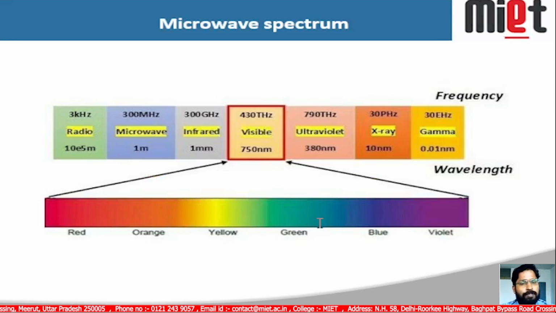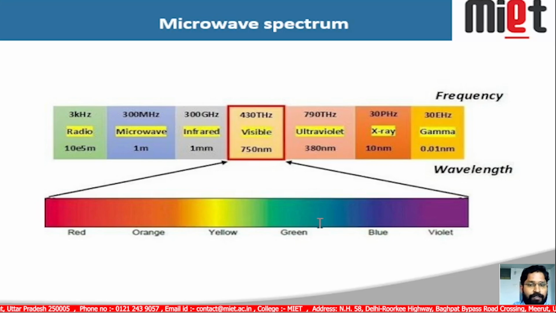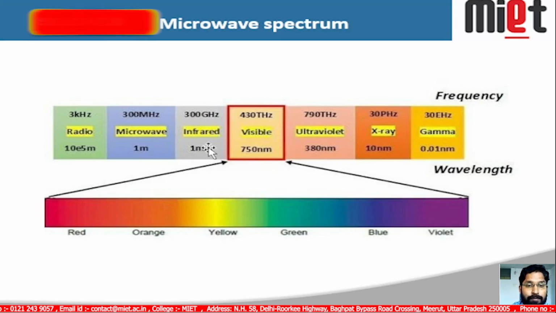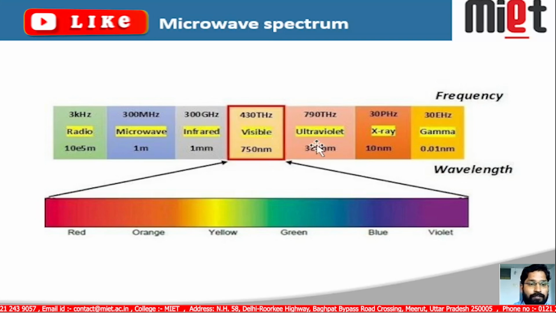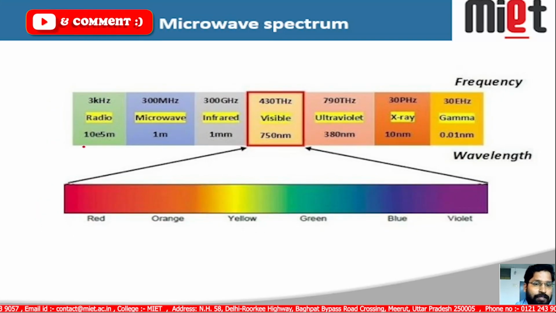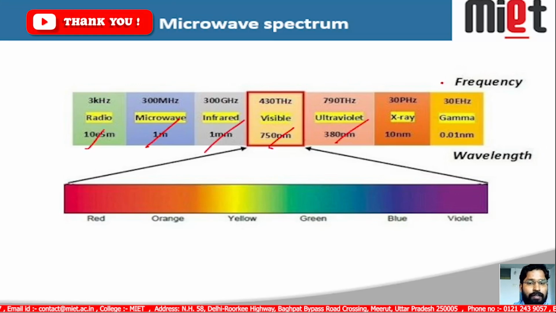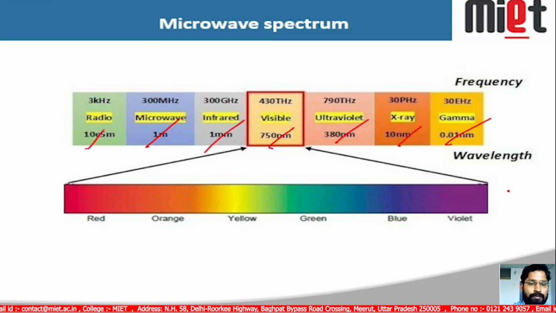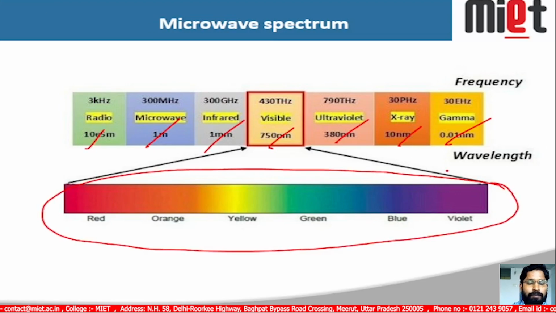Now we discuss the microwave spectrum. Here the visual frequency range is given, starting from 430 terahertz, and its colors are red, orange, yellow, green, blue, and violet. Here we have radio frequency, microwave frequency, infrared, visible, and ultraviolet, that is the radio, microwave, infrared, visible, ultraviolet, X-rays, and gamma rays. And this is the visible frequency band having different colors: red, orange, yellow, green, blue, and violet.